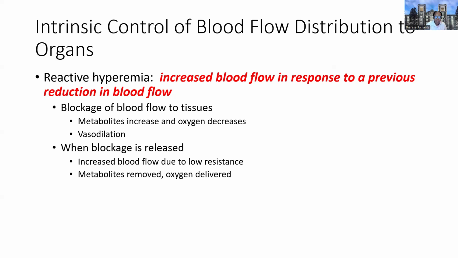Okay. And then whenever the blockage is released, we're then going to have increased flow because of decreased resistance from the vasodilation, and then we can clear the metabolites and deliver more oxygen. So the second reason that we might see tissue hyperemia is a reactive hyperemia to a blockage.